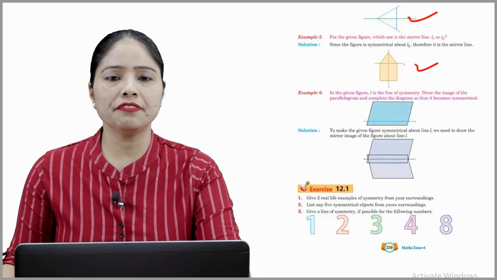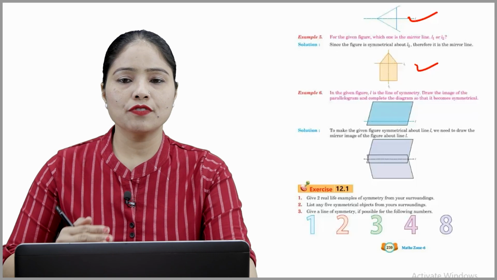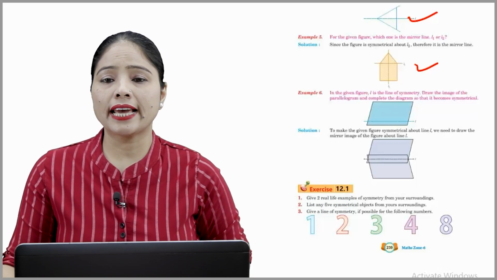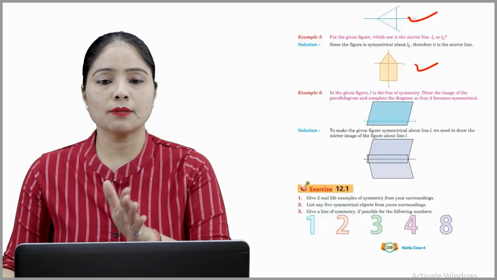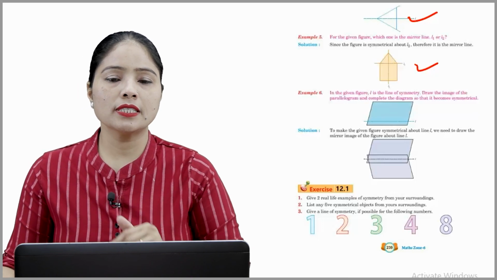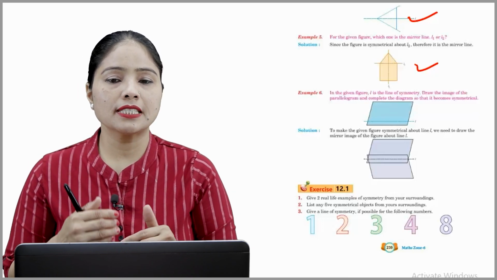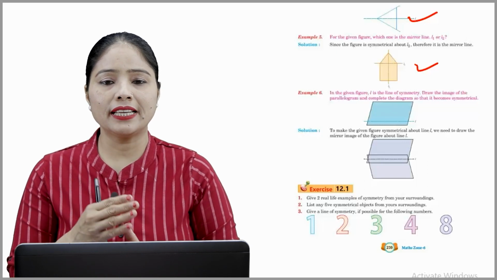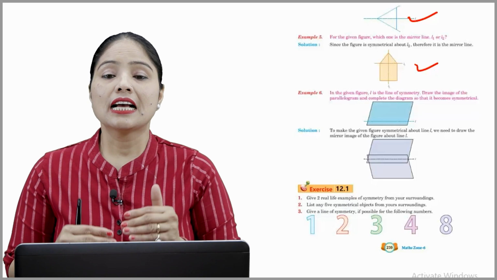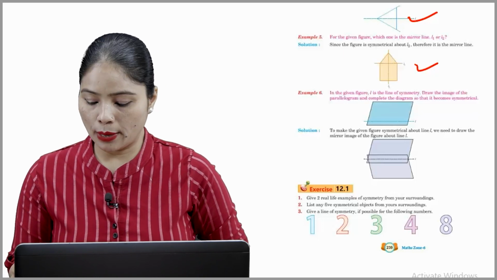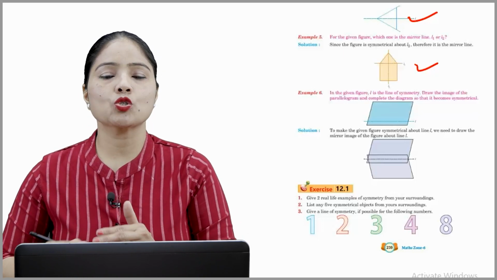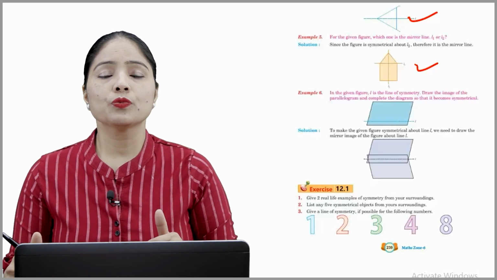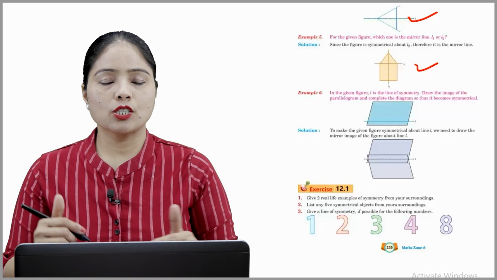Example 6. In the given figures, L is the line of symmetry. Draw the image of the parallelogram and complete the diagram so that it becomes symmetrical, beta. Solutions. To make the given figure symmetrical about line L, we need to draw the mirror image of the figure about line L. Okay, so this is how we solve the symmetrical questions.